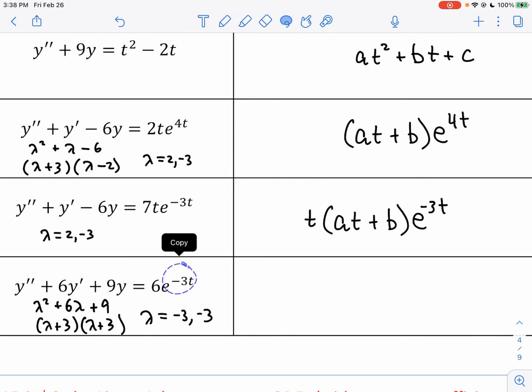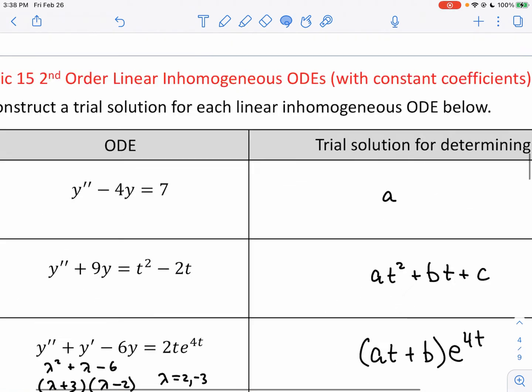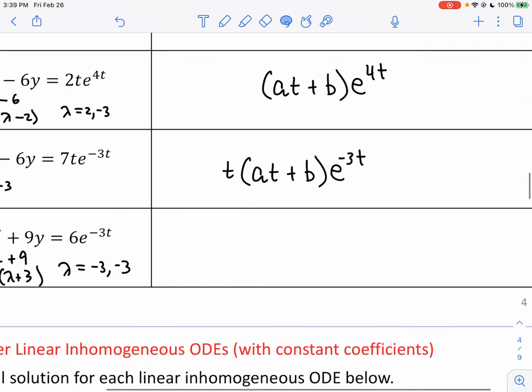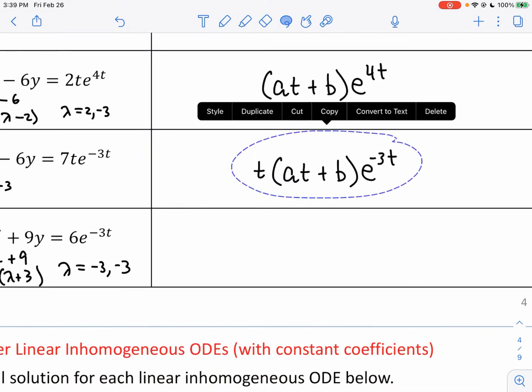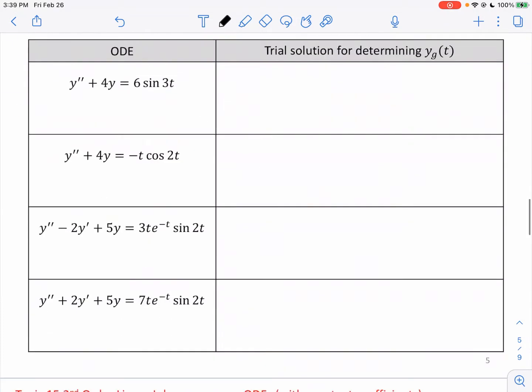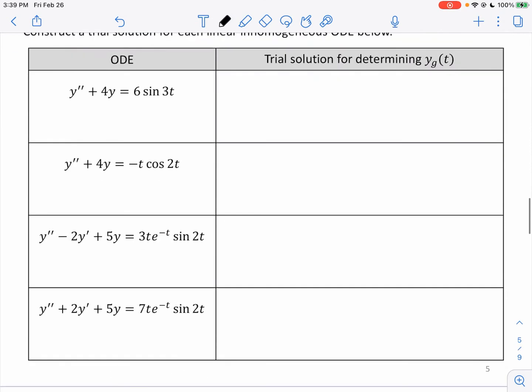But because this r matches both of them, that puts us into this category right here, where the r is equal to both. So we just need to put an extra t squared in front. So we're going to have effectively this, but we need this front to be t squared. All right, let's do this some more.